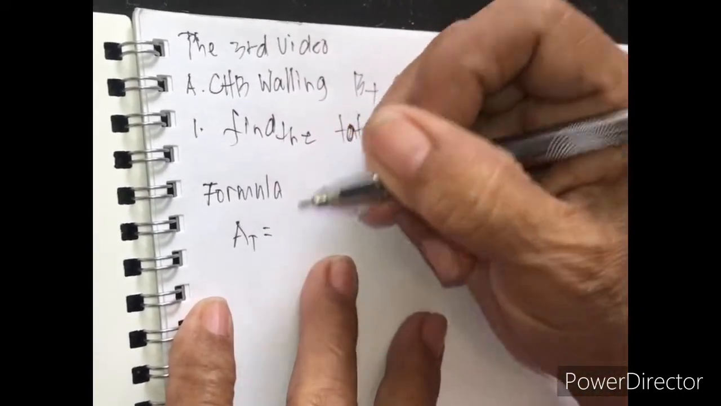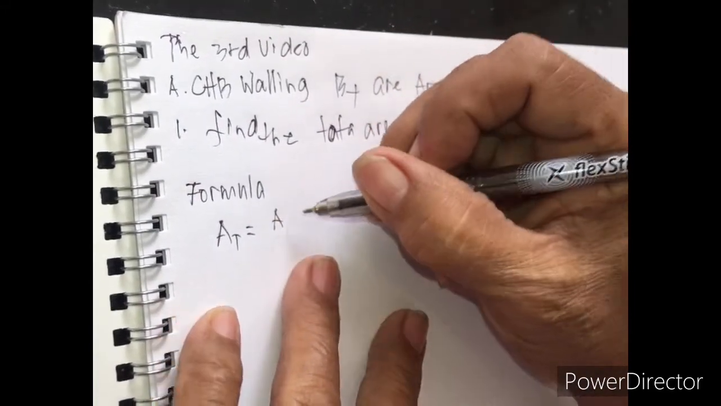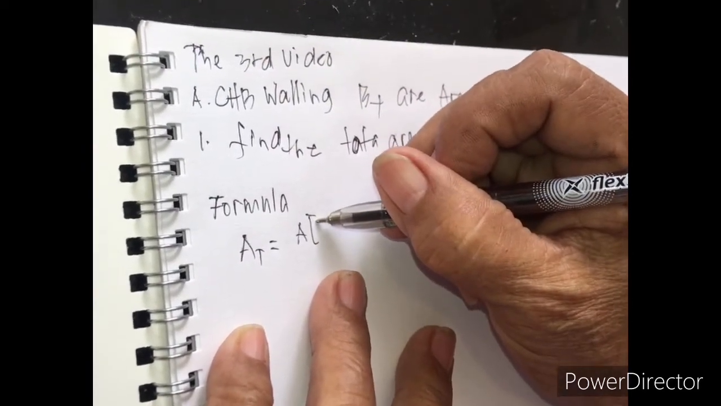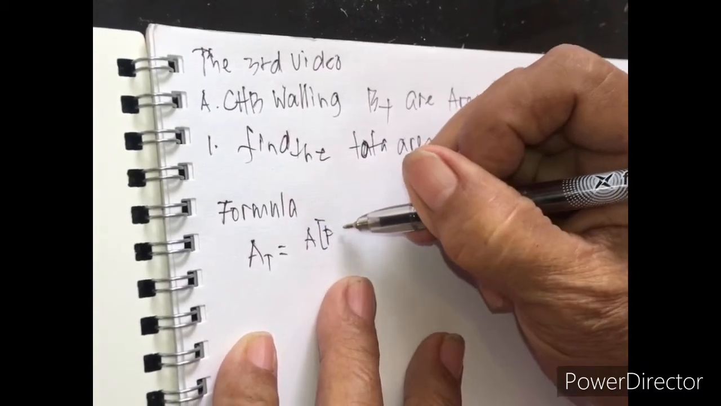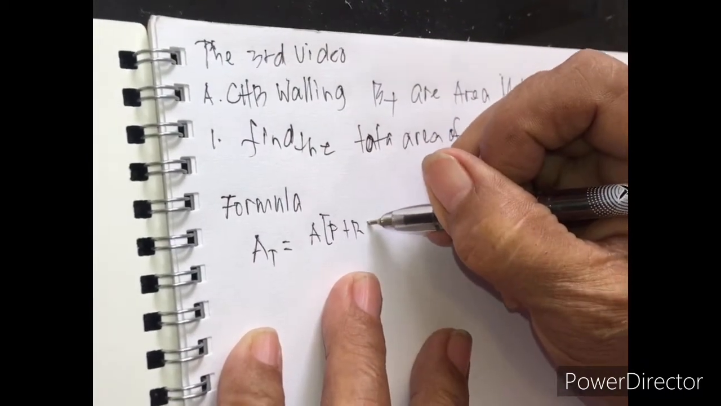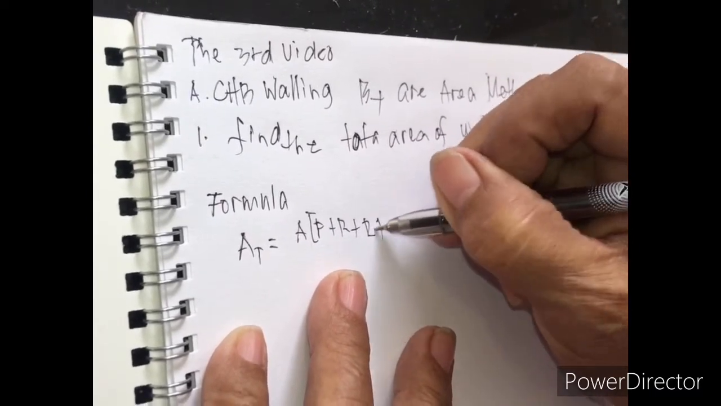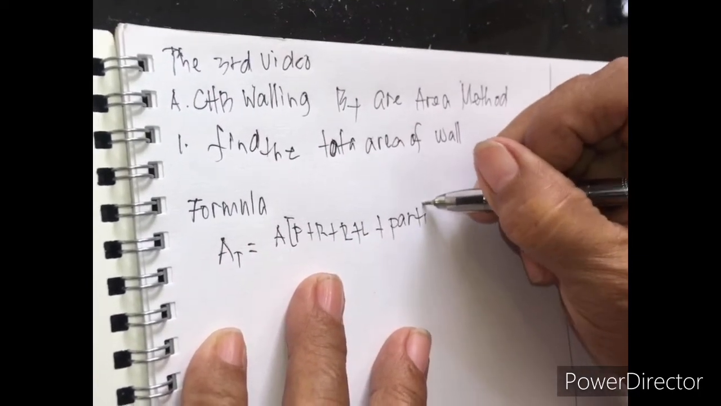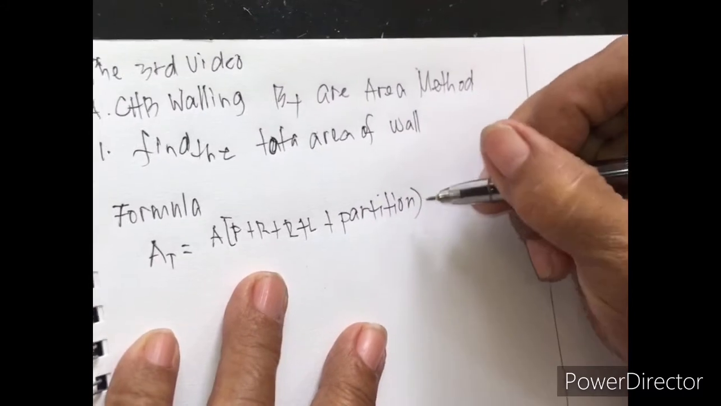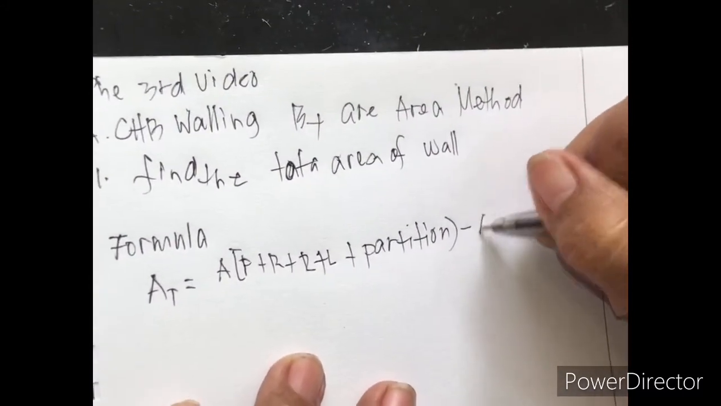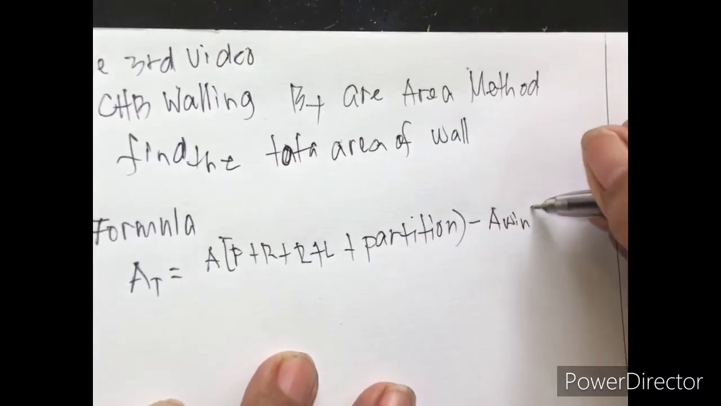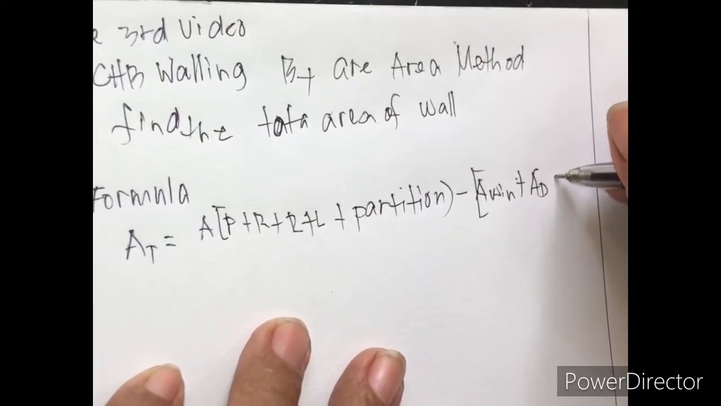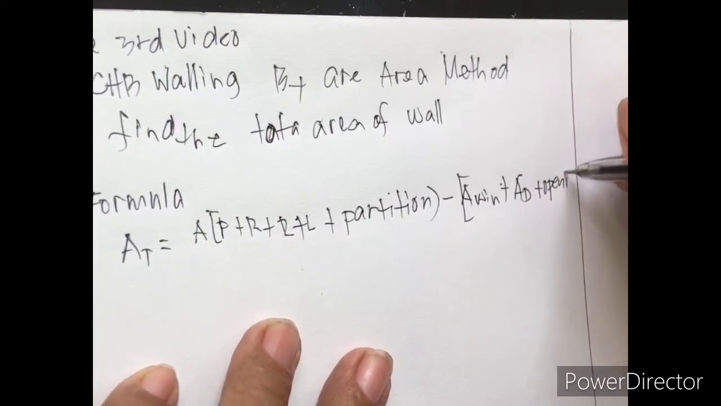Area total equals area of the elevation, front plus rear plus right plus left plus the partitions, minus the area of the windows, plus area of the doors, plus any openings.